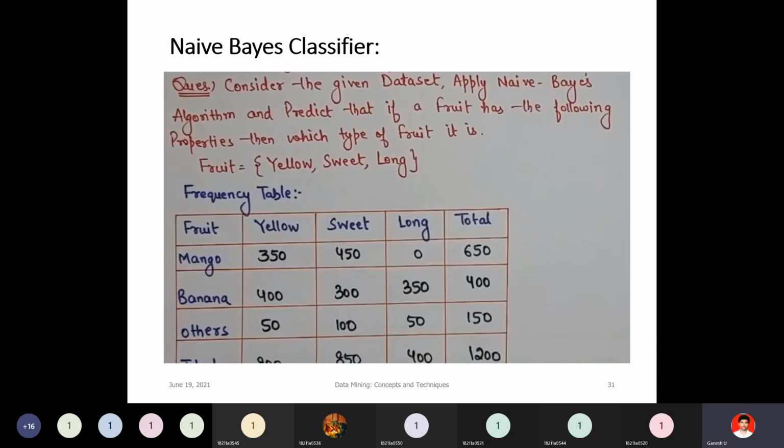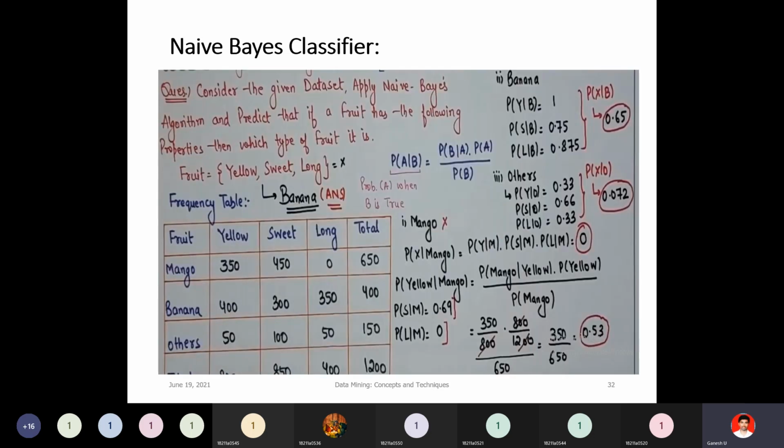Next, in the naive Bayes classifier, for the fruit we have to find out whether it belongs to mango class, banana class, or others class. Among these three classes, we have to find out which class it belongs to, and we can do that by multiplying all. For mango, you have to consider all these and multiply. For banana, you have to consider all these cases, yellow, sweet, long, and multiply. Next, for others also you have to take all these cases and multiply. Whichever probability is high, that is the result. That is the naive Bayes classifier.